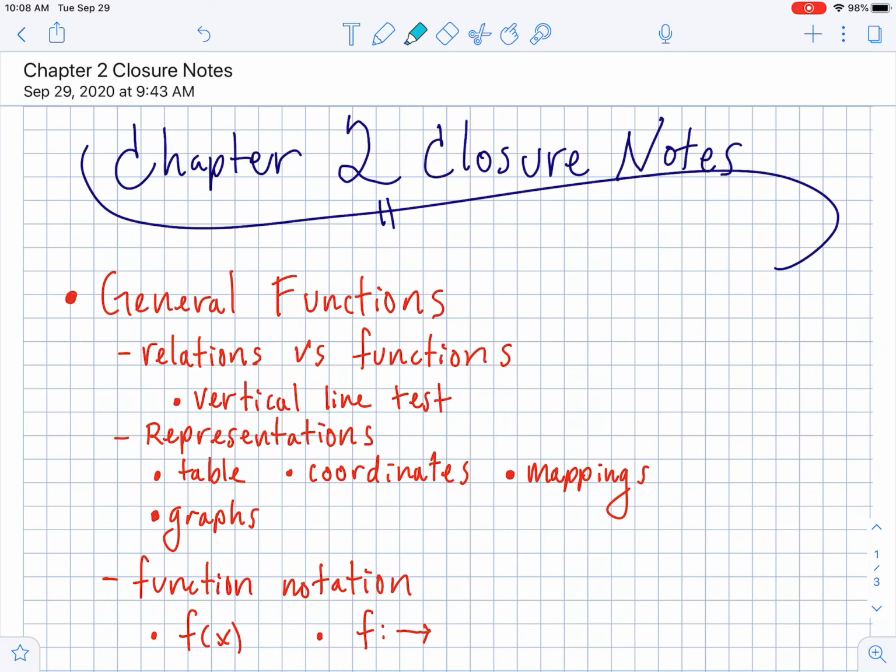You guys, we've made it through chapter 2, so we're going to do an activity called closure notes, where this is literally a large list of things that could come up on an assessment. I'm not saying every single one of these things will come up on the assessment, but they could.